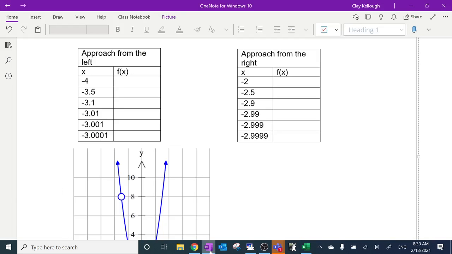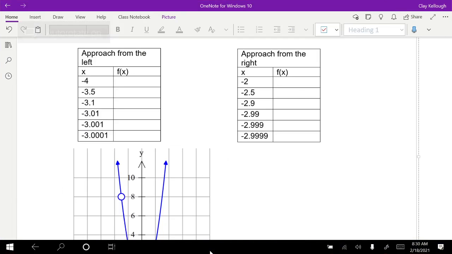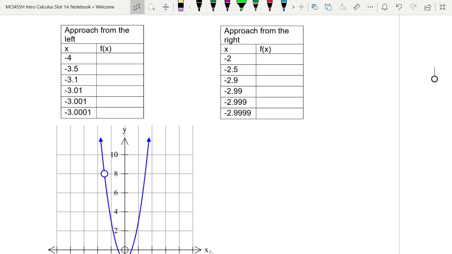So what did I notice here? What numbers was I getting? I was getting 15, 11.25, 8.61, 8.0601, 8.006001, and 8.00060001. (Oh, sorry, I wrote one of those down wrong.) And I think you can see the trend here. It seems like we're approaching 8.